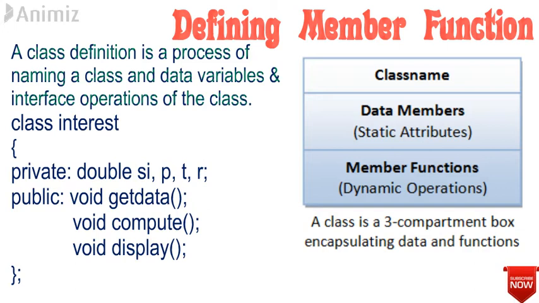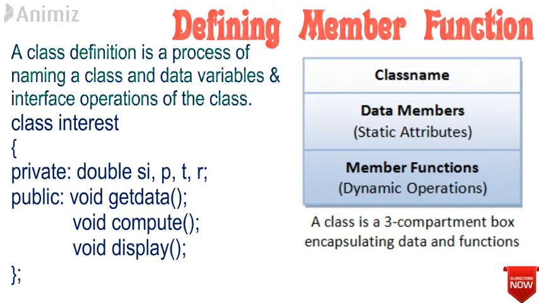Private double SI, P, T, R is nothing but data member, and the members are SI, P, T and R, and we have three member functions: public, void getdata, void compute, void display. So in this class we have class name as interest, data member as SIPTR and member functions as getdata, compute and display. There are no restrictions that a class can have only one type of data type.